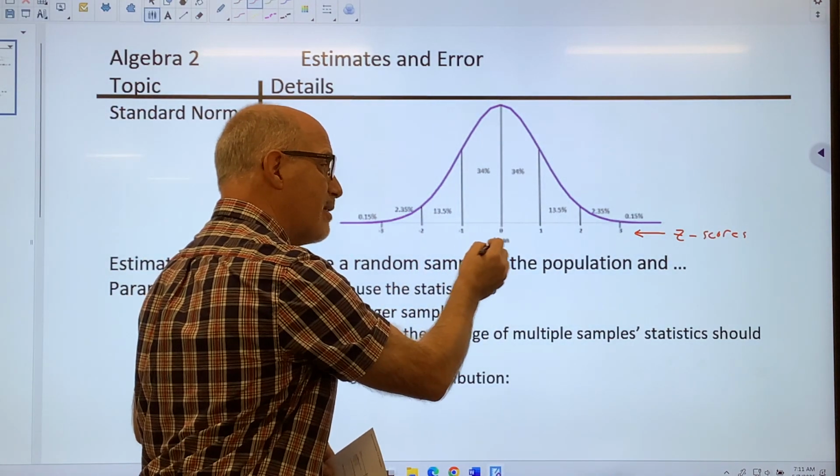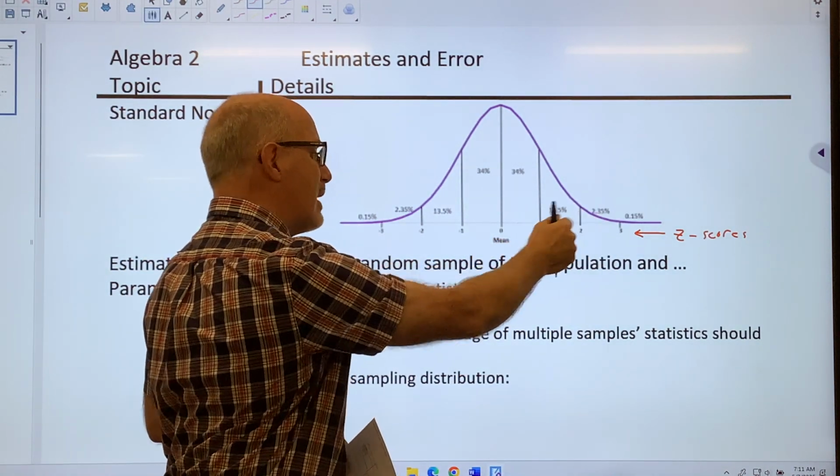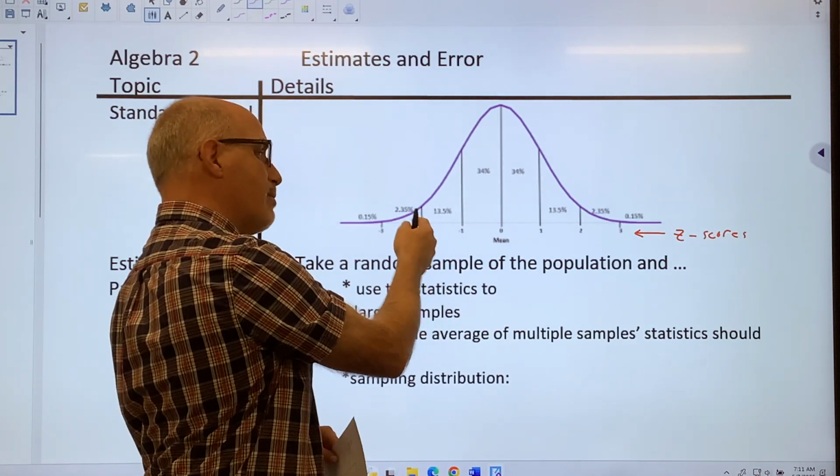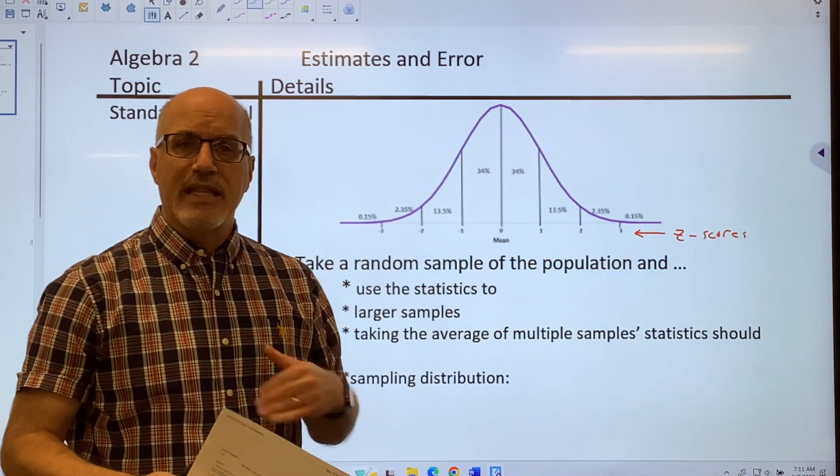So the mean is right in the middle. This would be 1 standard deviation away, 2, then 3, and then 1 below, 2 below, 3 below, and the percentage of data that falls within that.